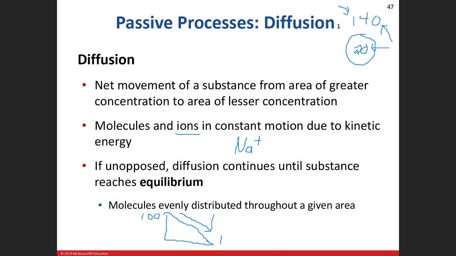Point being is, when we have concentration gradients and molecules are moving back and forth across the plasma membrane, they're always trying to go from that area of higher concentration to lower concentration. When we have these molecules in motion, we call that kinetic energy.